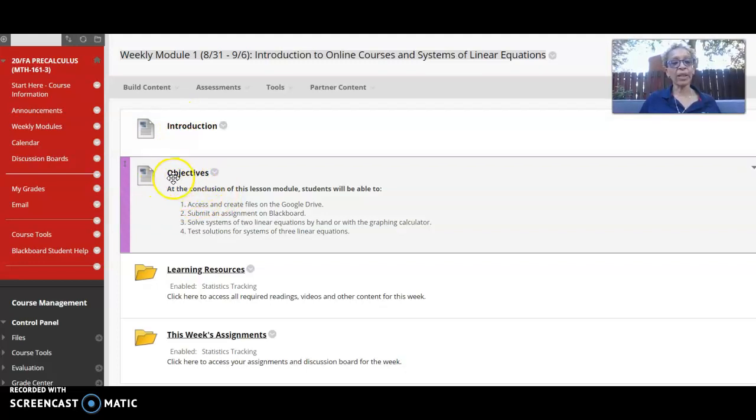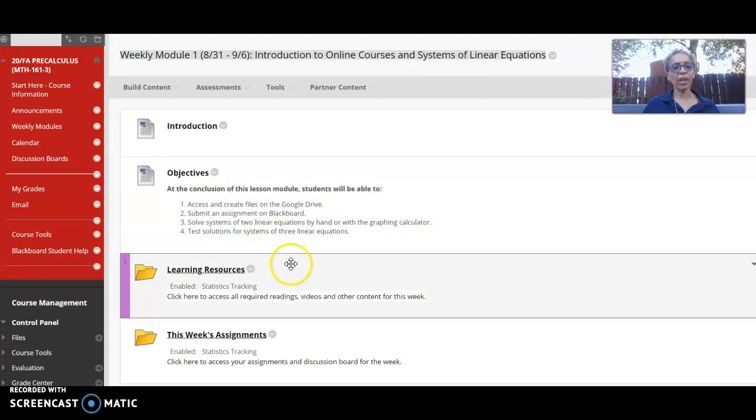The objectives here are to 1, access and create files on the Google Drive, 2, submit an assignment on Blackboard, 3, solve systems of 2 linear equations by hand and/or with the graphing calculator, and finally, test solutions of systems of 3 linear equations. Possibly you'll test the solutions of 2 equations as well.